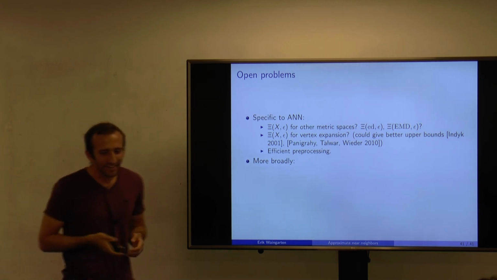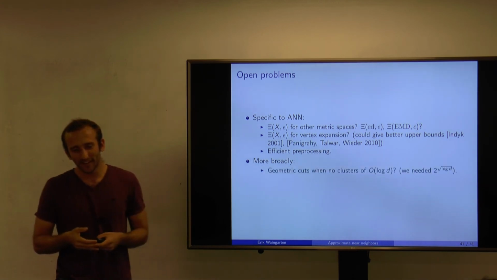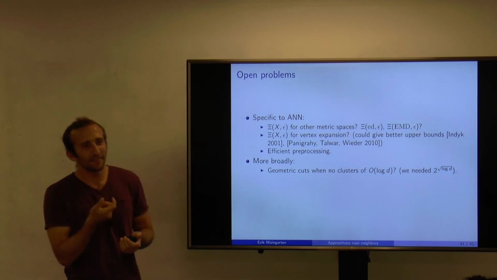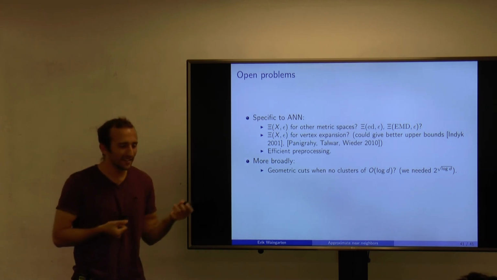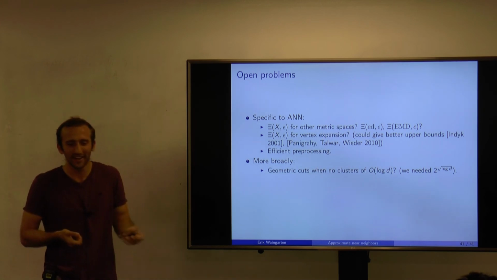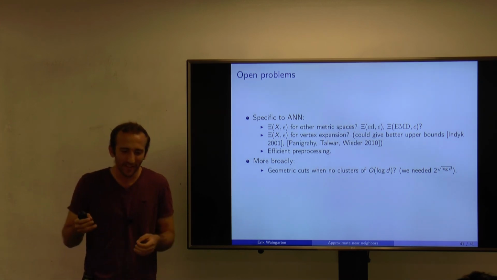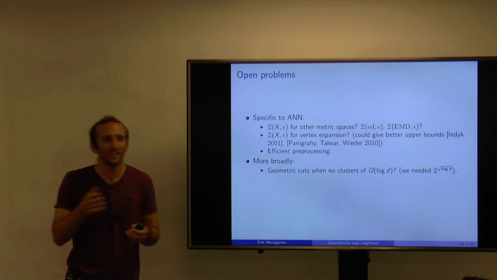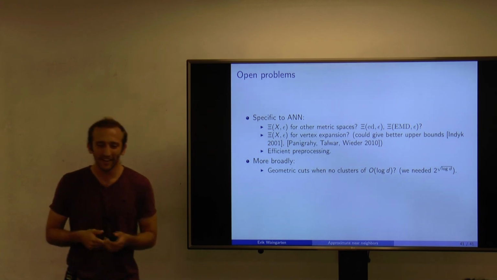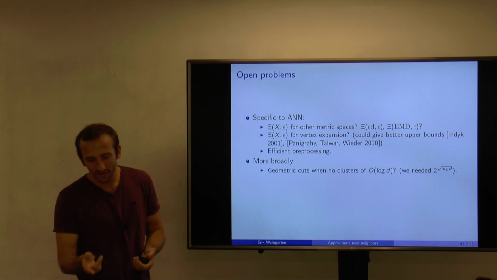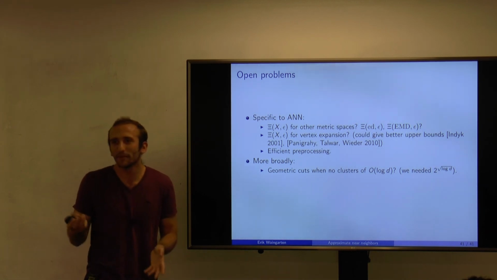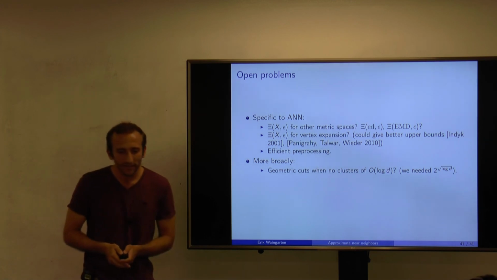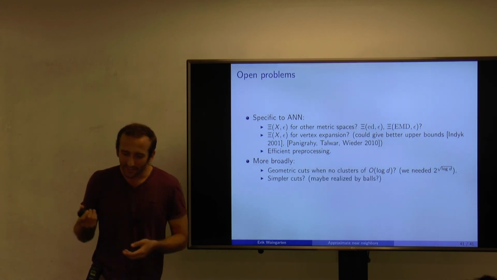And maybe more broadly, it would be nice to try to get these geometric cuts that maybe actually achieve log d. So maybe, like in the cell probe model, we can actually rule out clusters when we have no clusters of radius log d, we can get a cut of conductance at most epsilon. Now, when we went through this approach, we were losing 2 to the square root log d, but this is just a matter of the fact that we took this approach. Maybe there are better ways to bound this. Or maybe just getting simpler cuts.